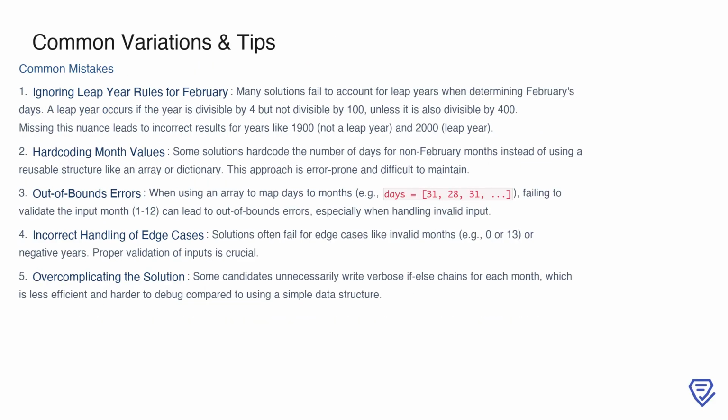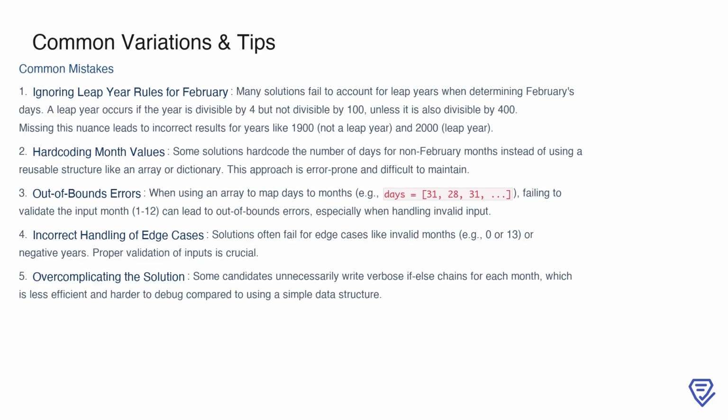When solving the problem of determining the number of days in a month, there are some common mistakes to be aware of. First, ignoring leap year rules for February is a frequent error. Leap years occur under very specific conditions: if the year is divisible by 4 but not by 100, unless it is also divisible by 400. For example, the year 1900 is not a leap year, but 2000 is. Failing to account for this can lead to incorrect results.